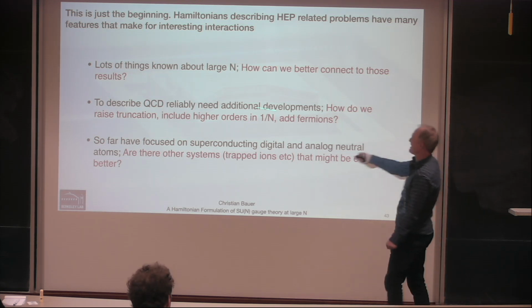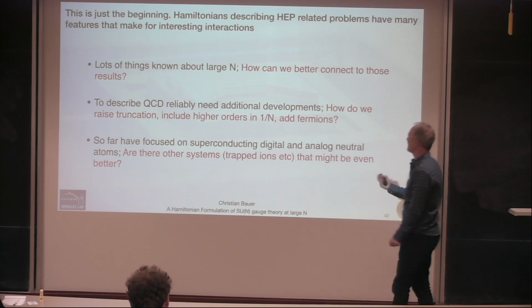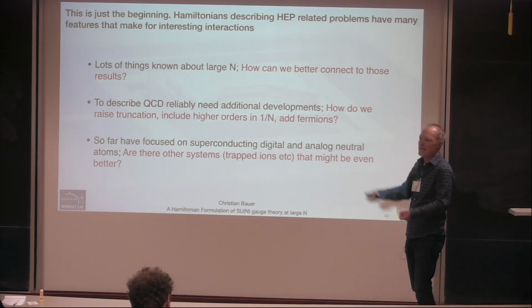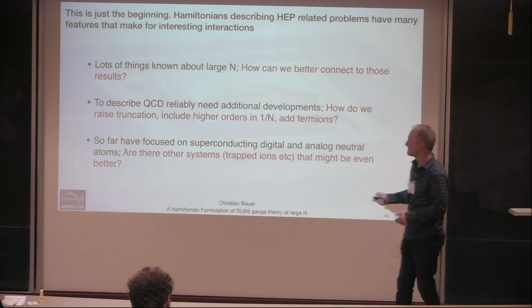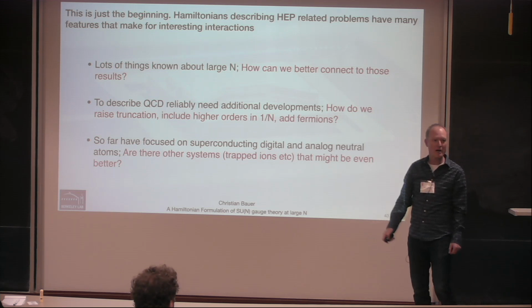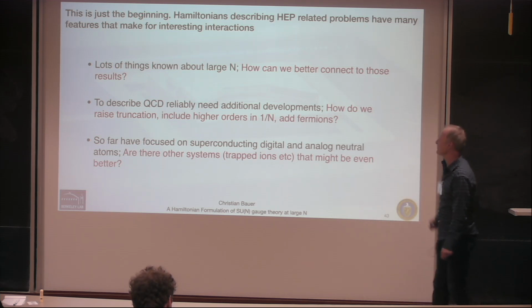This is just what I just said. To describe QCD reliably, there are many other things we need to do. We need to raise the truncation. We can't just say we only have the fundamental representation and so on. We probably need to include higher orders in 1 over N. We probably want to include fermions. Well, not probably. We need to include fermions.